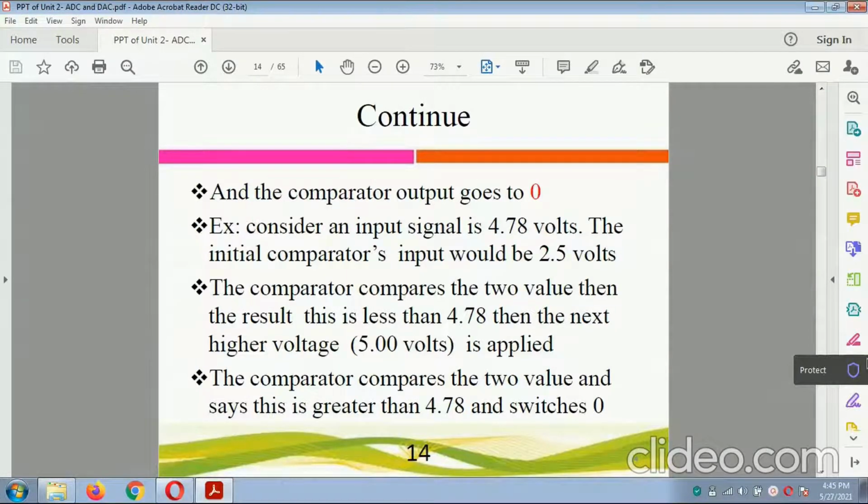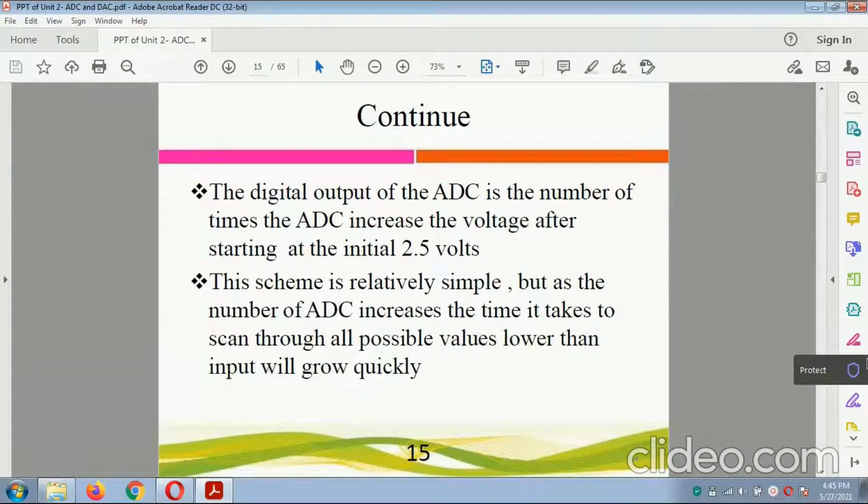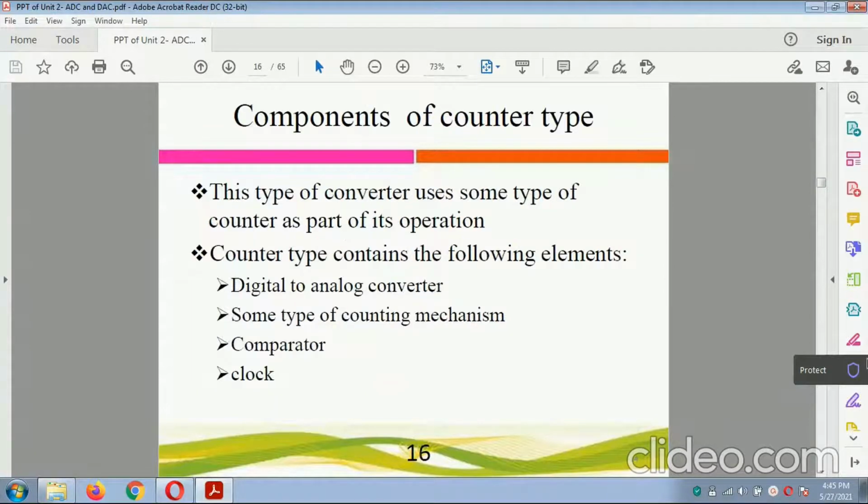Then a higher voltage of 5 volt is applied. The comparator compares the two values and finds that this value is greater than 4.78 and switches off the system. The digital output of the DAC is the number of times the DAC increases the voltage after starting at the initial position, that is 2.5 volt. This scheme is relatively simple, but as the number of bits increases, the time it takes to scan all the possible values becomes longer.